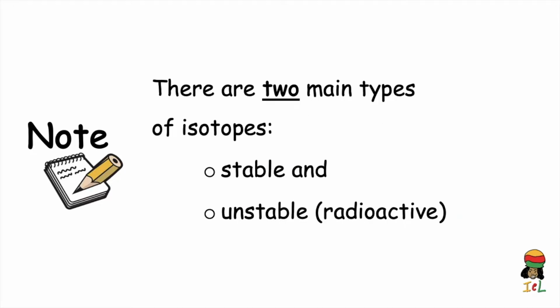And the third point, there are two types of isotopes. We have stable and unstable isotopes, and the unstable isotopes are radioactive. Stable isotopes do not change over time, while unstable or radioactive isotopes change into other forms or elements over time. When this change occurs, the isotope is said to decay.